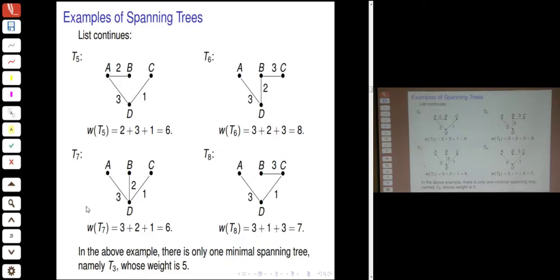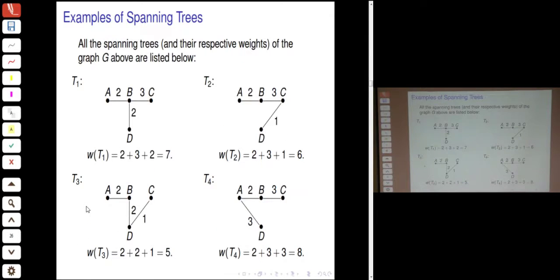It turns out to be this T3, right? This guy. The total weight is only 5. All others are bigger than him. So this is the minimum spanning tree.